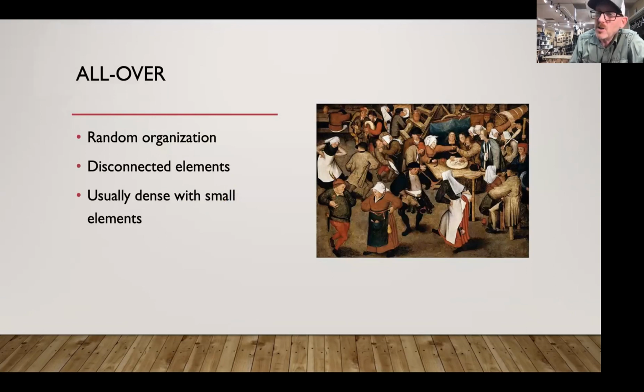All right, our final compositional format is the all over. And for those who've heard this lecture before, this was the alternative. That name was difficult for people to remember, so I'm going to switch it up to all over. We'll still keep that all part. But the all over composition is randomly organized, disconnected elements. It is usually populated with small elements. It's not always, but usually it's densely populated with small elements. I'll show you one that isn't.